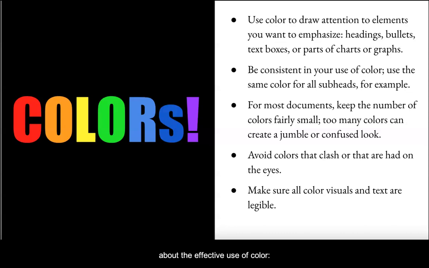Use color to draw attention to elements you want to emphasize: headings, bullets, text boxes, or parts of charts or graphs. Be consistent in your use of color. Use the same color for all subheads, for example. For most documents, keep the number of colors fairly small. Too many colors can create a jumble or confused look. Avoid colors that clash or that are hard on the eyes. Make sure all color visuals and text are legible.